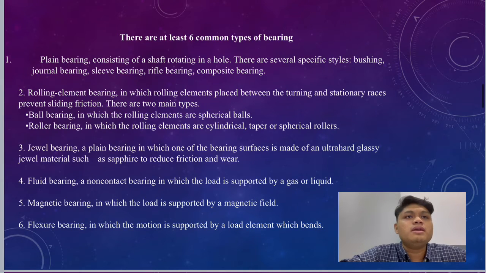Now I want to share about six common types of bearing. Number one is plain bearing, consisting of a shaft rotating in a hole. There are several specific styles: bushing, journal bearing, sleeve bearing, rifle bearing, and composite bearing. Number two is rolling element bearing, in which rolling elements placed between the turning and stationary races prevent sliding friction. There are two main types. Number one is ball bearing, in which the rolling elements are spherical balls. Number two is roller bearing, in which the rolling elements are spherical, taper, and spherical rollers.